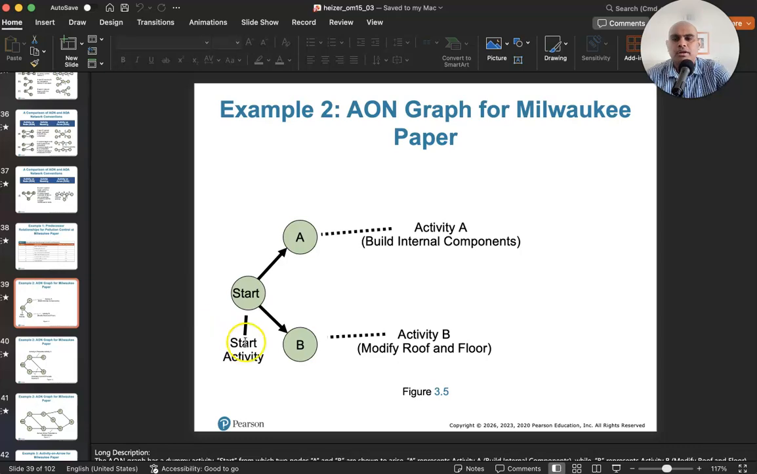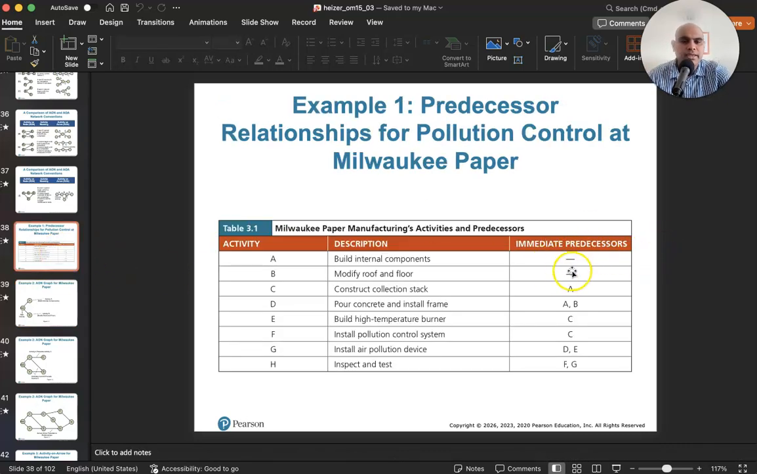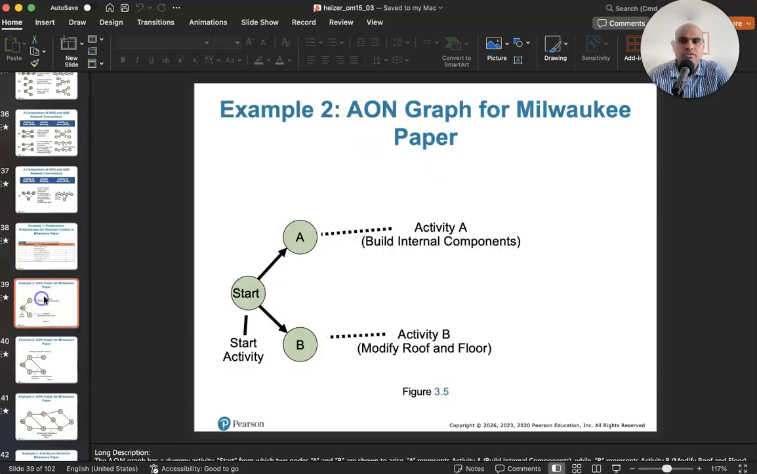All right. So right at the start, you always have a start activity. It says that you're starting the project. So right at the start, there are 2 activities that you can do, right? You can do activity A and you can do activity B. Their only predecessor is the start activity, which is essentially nothing, saying that right at the beginning of the project, you can start building it. So it's always good to have a start node, which sort of gives you an idea of where your project is starting. So build internal components and modify roof.